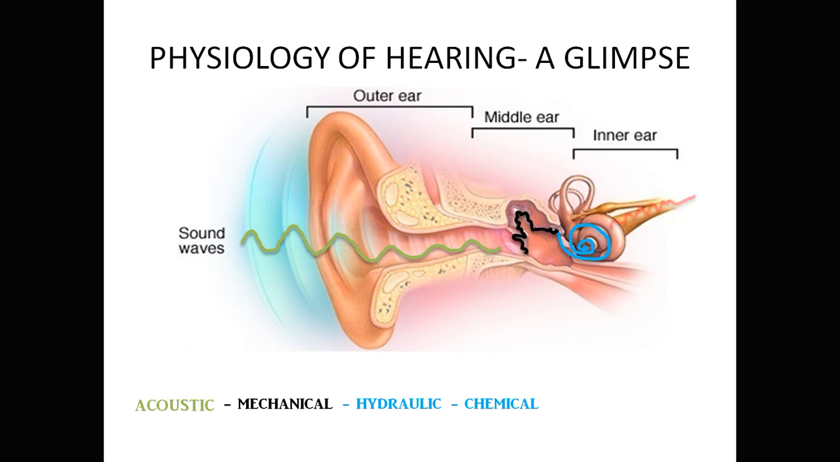Then finally our signal is converted into electrical. So here the auditory nerve takes our speech or whatever the sound, and ultimately it will be sent to the brain or to the brainstem through electric impulses. So acoustic to mechanical, mechanical to hydraulic, hydraulic to chemical, and finally it is electric output.